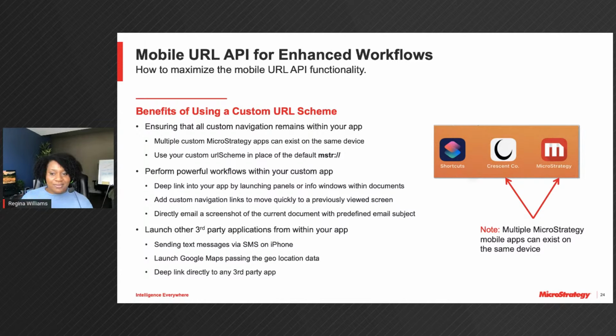app. You can launch panel stacks. You can launch info windows. You can also define custom navigation to go between your documents in your application, as well as go back to previous screens. You can even do things with third parties. For example, you can send a text message if you're using the mobile app on your iPhone, and also open up Google Maps and send a specific location to go to. Okay, next slide.